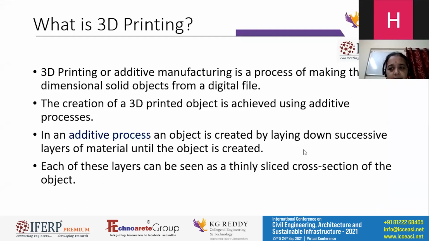Nowadays, 3D printing is most widely used in all fields of the engineering sectors. 3D printing, or additive manufacturing, is the process of making three-dimensional solid objects from a digital file. The creation of the 3D printed object is achieved by using additive processes. In an additive process, an object is created by laying down successive layers of the material until the object is created. Each of these layers can be seen as a thinly sliced cross section of the object. This is the basic concept of 3D printing.